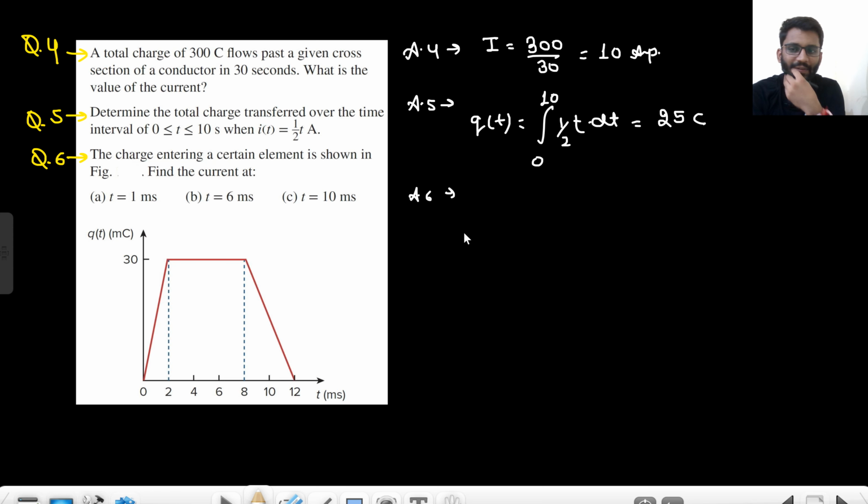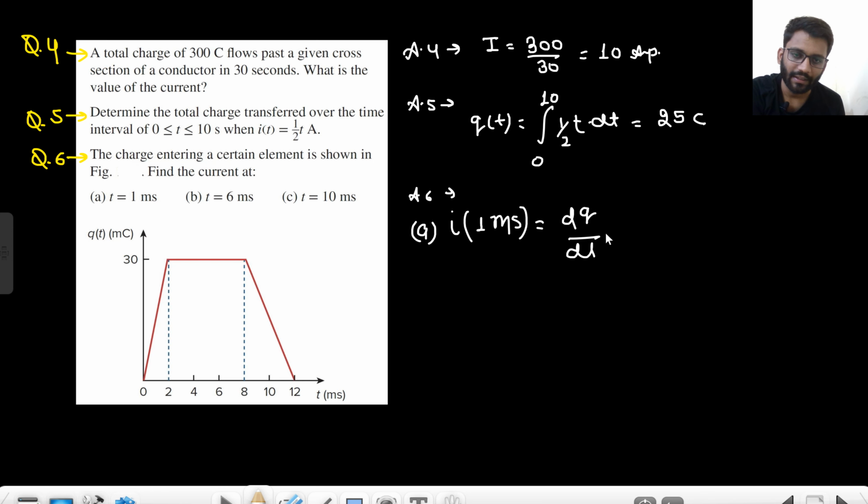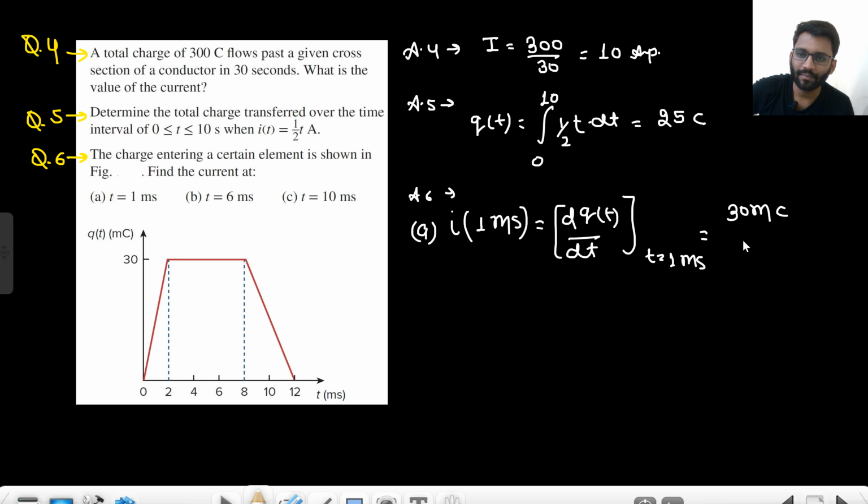You need to find the value of current at these particular times. So A, current at 1 millisecond, that means dq by dt, the slope at t equals 1 millisecond. Now tell me, what is the value of slope at t equals 1 millisecond? That is 30 millicoulomb by 2 millisecond. So milli by milli gets cancelled. So it is becoming 15 ampere, right? 30 by 2, that is the slope.